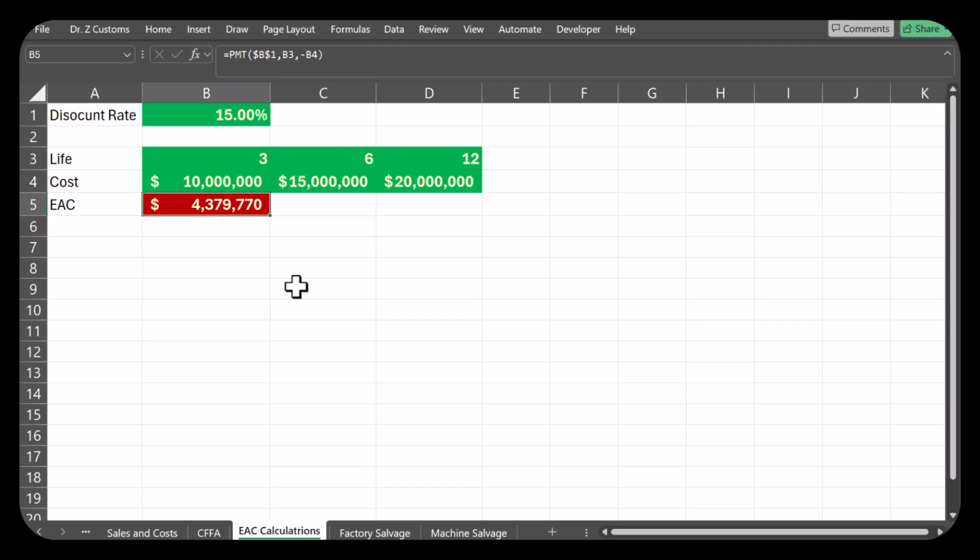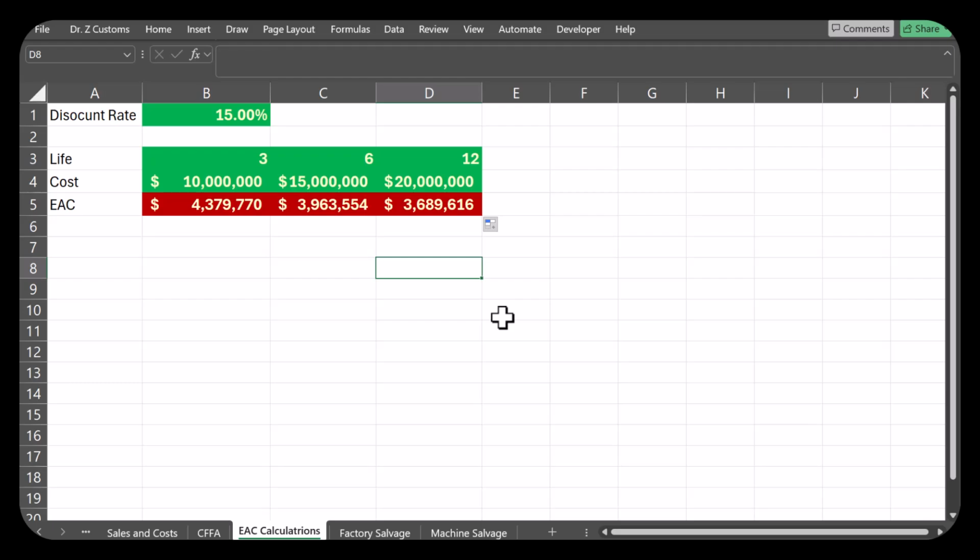Of course, those are my alternatives. So which one of these assets would be the cheapest in terms of equivalent annual cost? Well, it looks like the 12-year machine is the best because it only requires me to make 3,689 payments over 12 years instead of 12 payments of 4.379. So that's where equivalent annual cost comes in.